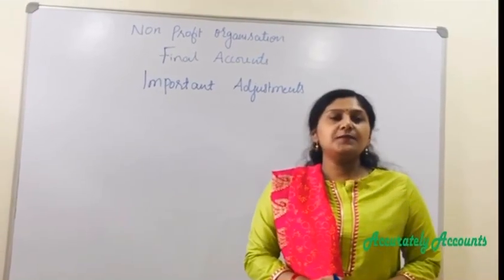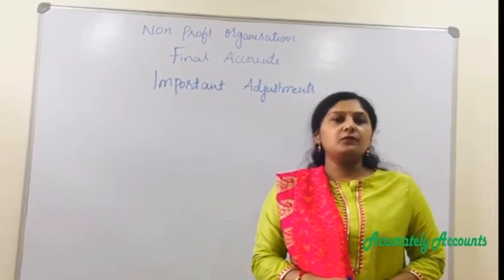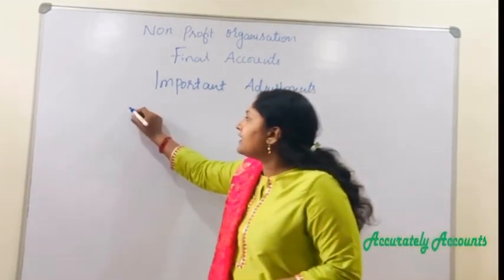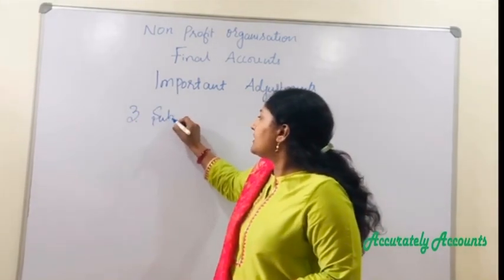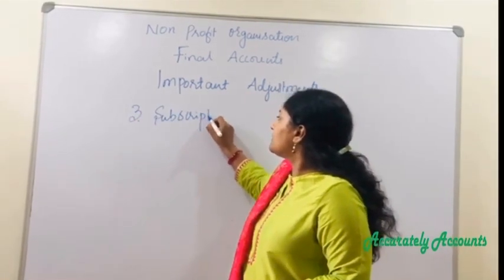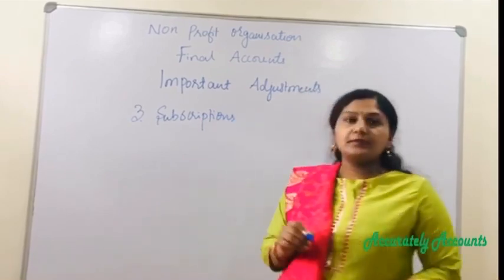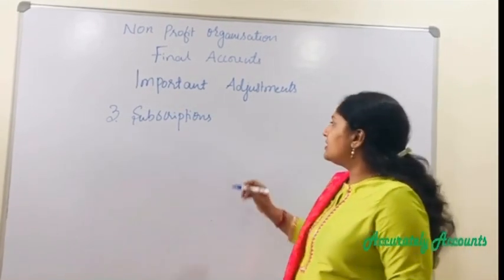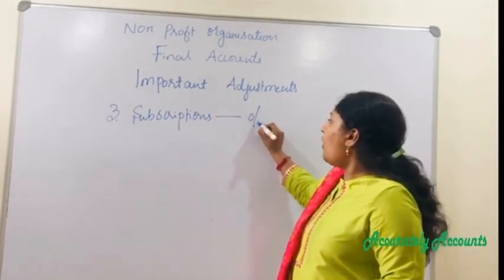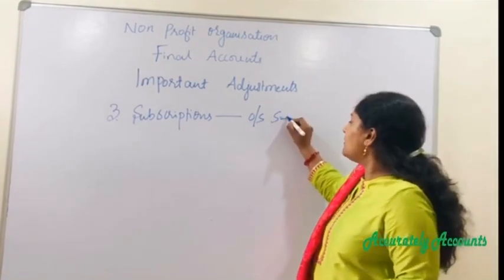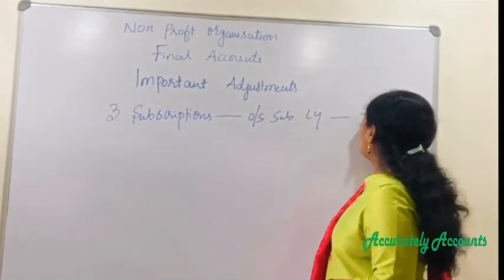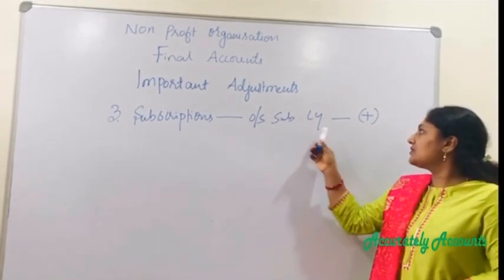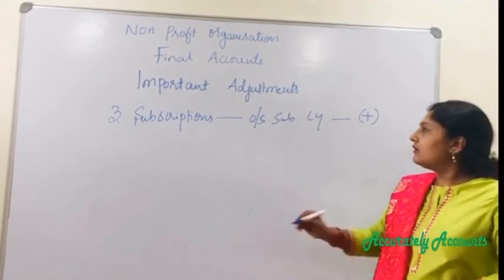The third adjustment is the most common adjustment which we can observe in almost all the problems of non-profit organization, and the adjustment is related to the subscriptions. Subscriptions are one of the sources of income to the non-profit organization. So here, if there is any outstanding subscription for the current year, then we need to add. I repeat again, the outstanding subscription for the current year need to be added.